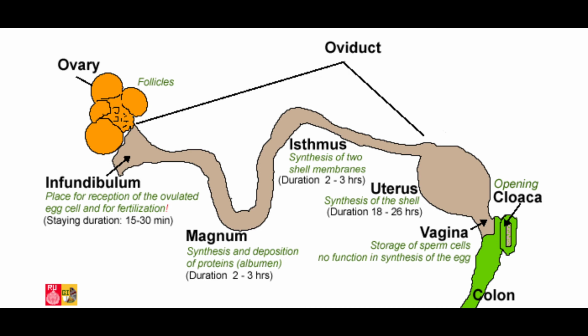The third section of the oviduct is the isthmus, which is 4 inches long. The isthmus, as its name implies, is slightly constricted, the term isthmus referring to a narrow strip of land joining two larger tracts of land. The isthmus is where the inner and outer shell membranes form. The developing egg remains here for 75 minutes.